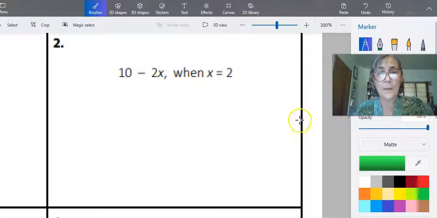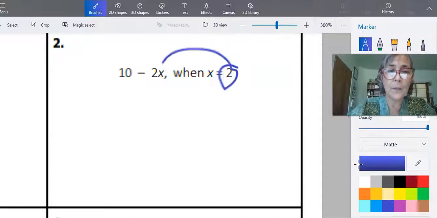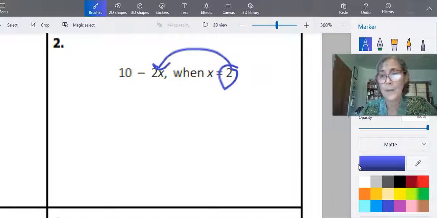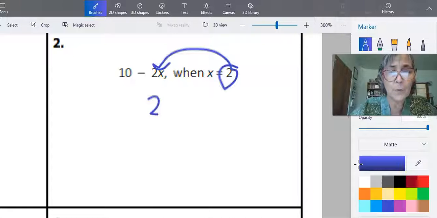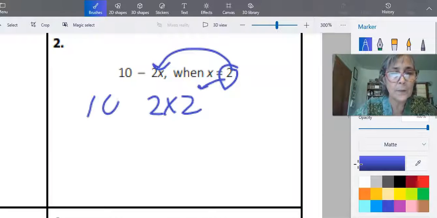Tricky. All right, so here we go. We've got 10 minus 2x when x equals 2. And they told us to replace the x with a 2. So I'm going to put that 2 right here where that x is, and remember there's that invisible times sign, so I'm going to put 2 times 2 because that's this number here, and then I've got to put my 10 in the front.